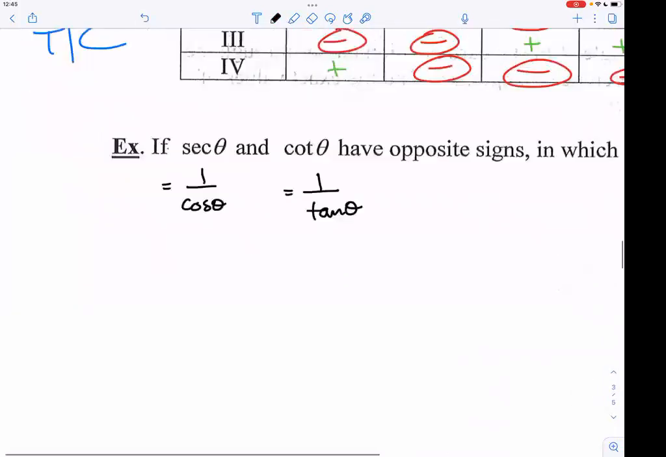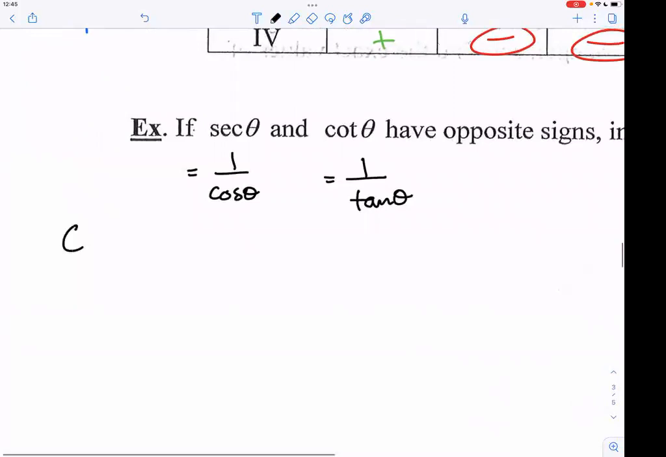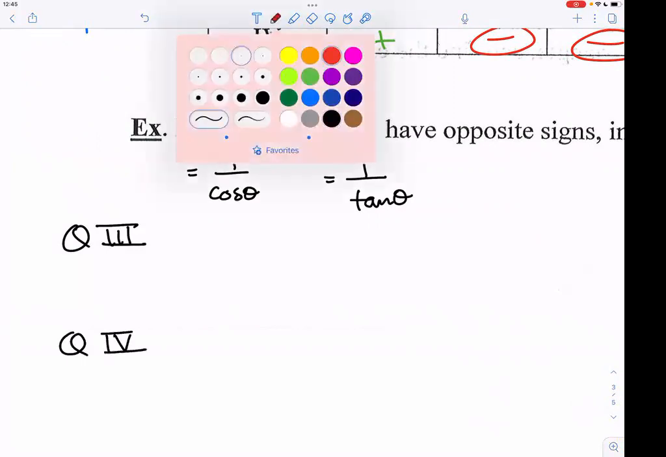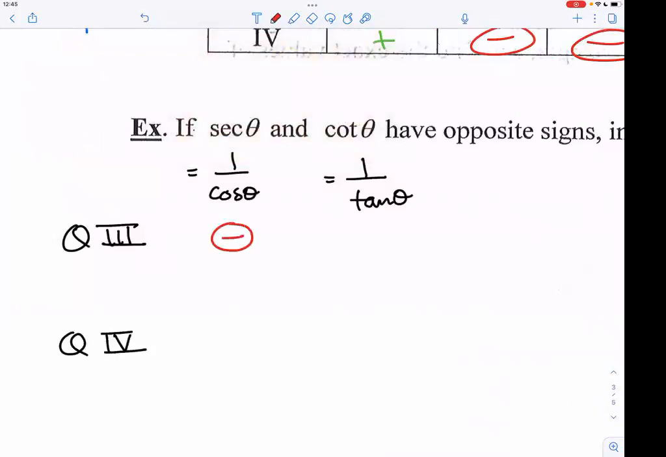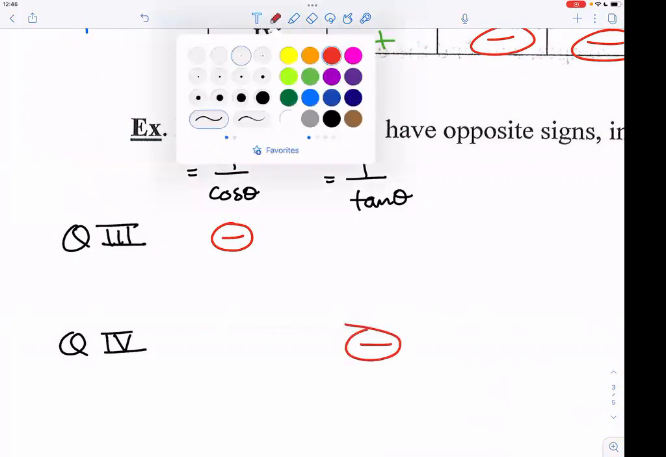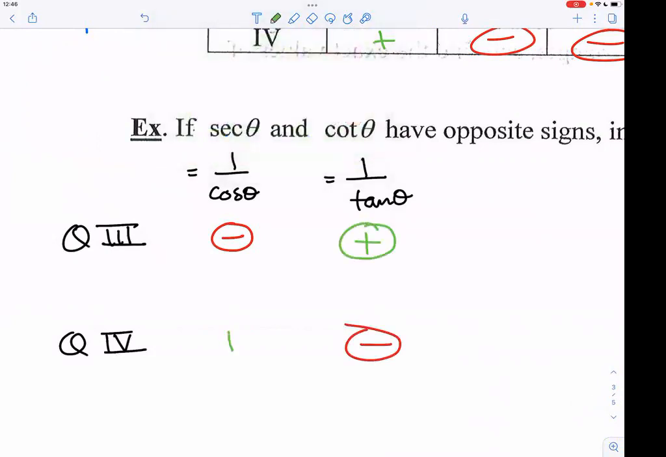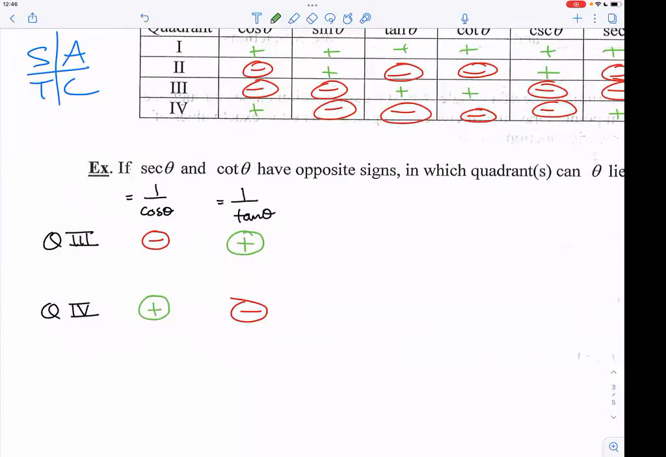So I'm thinking about, they must have opposite signs. Not quadrant 1, not quadrant 2. It must be quadrant 3 and quadrant 4, because in quadrant 3, cosine is negative and tangent is positive. In quadrant 4, cosine is positive, tangent is negative. So that's kind of like the logic puzzle that you will need.